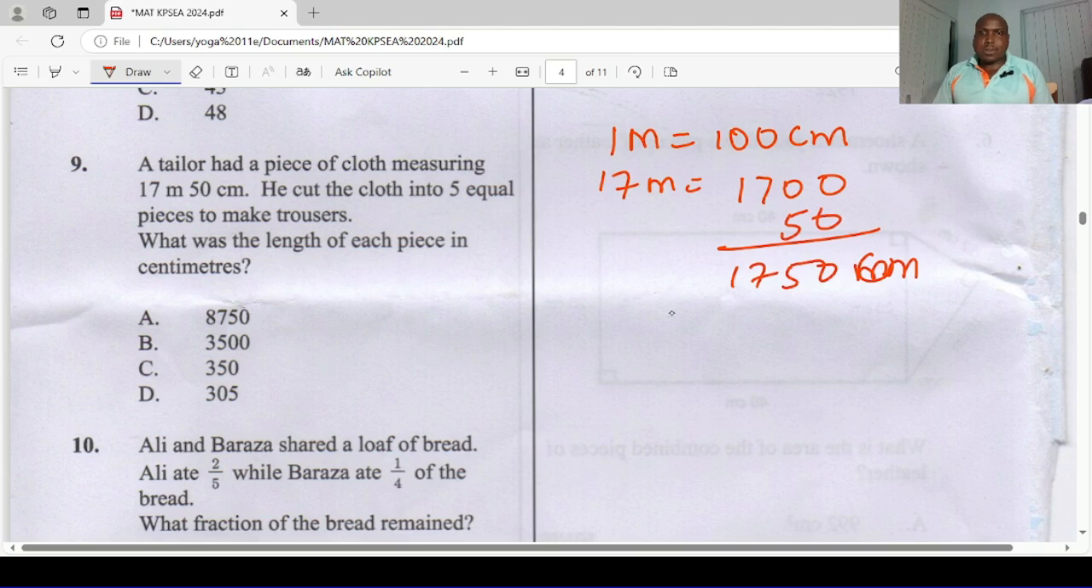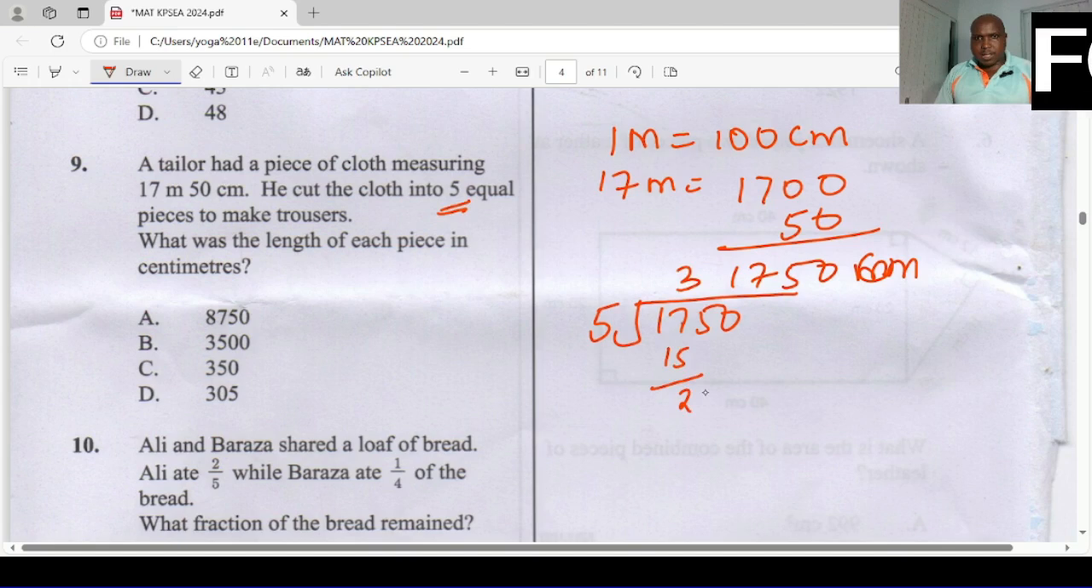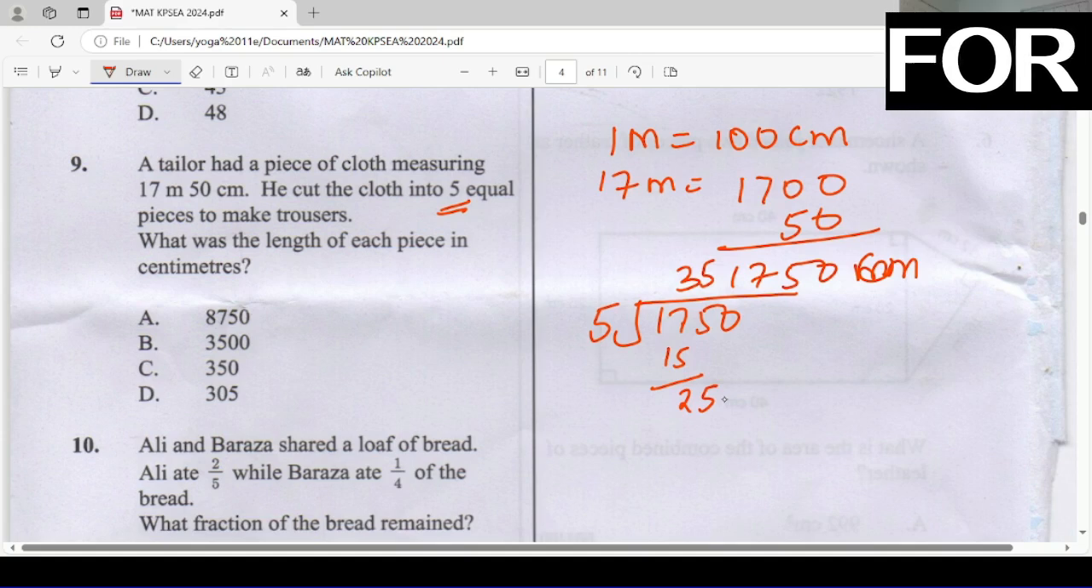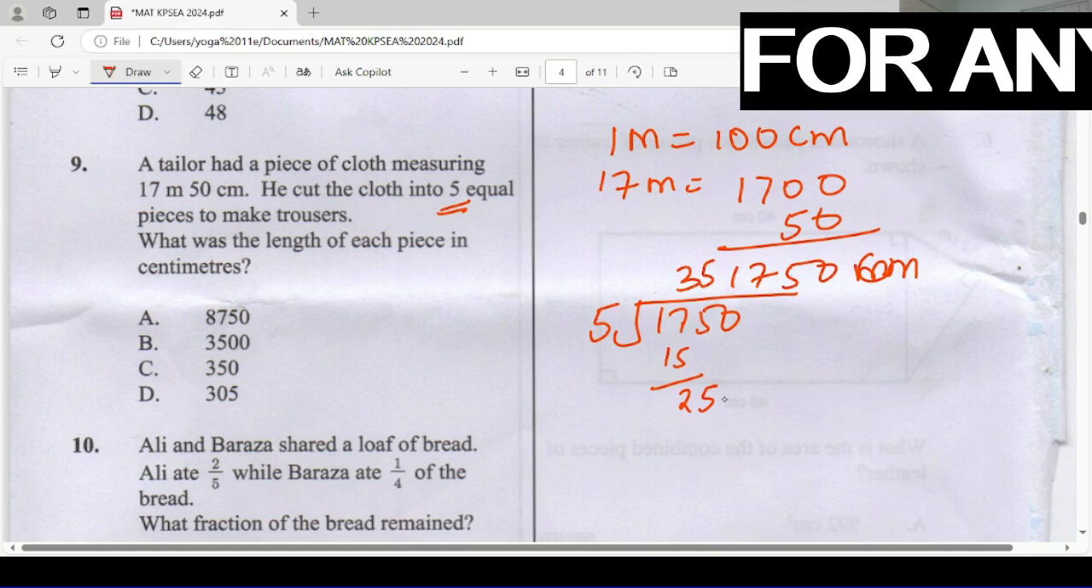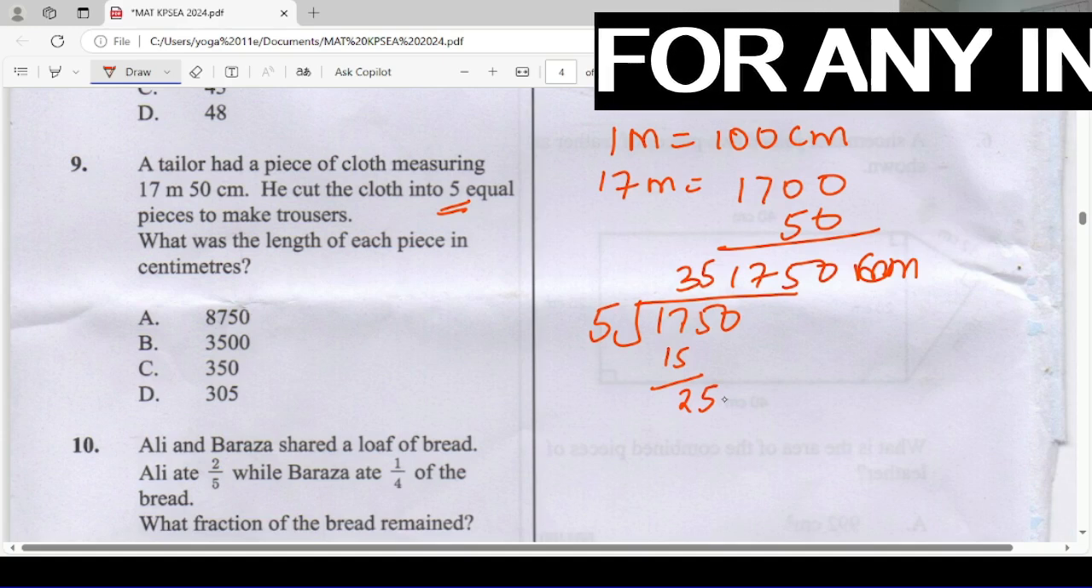So 1750 divided by 5, because there were 5 equal pieces. Take 3, which is 15. Here will remain 2, 5. Take 5, which is 5, bring 0, 0. So the answer is 350.